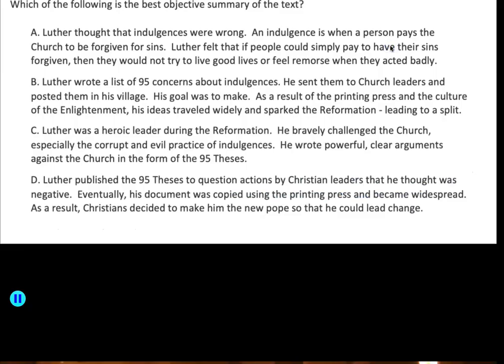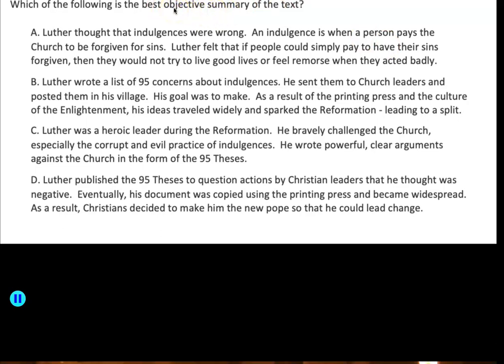At the bottom of that text is a question that you very likely might encounter on the PSSAs. I like this question because it makes us think deeply about the big ideas, and it really measures if we can put together all of the key pieces in a passage. And so we're looking for the best objective summary of the text. And both of those words are key.